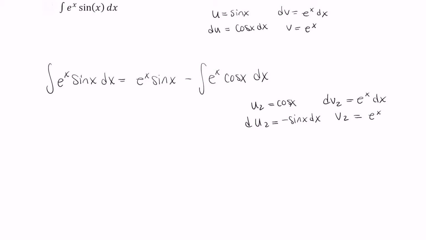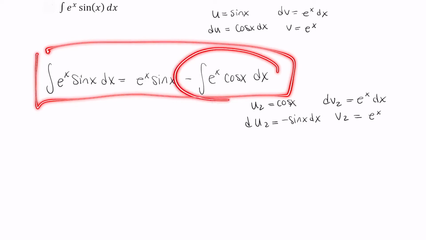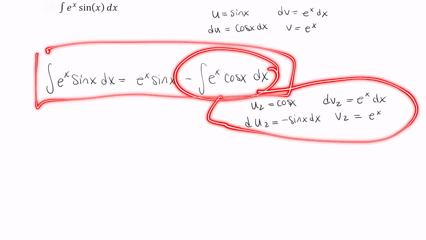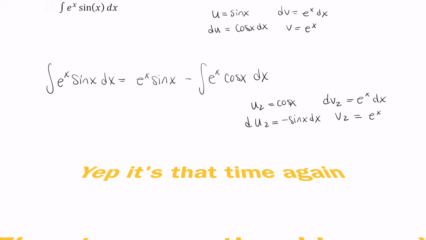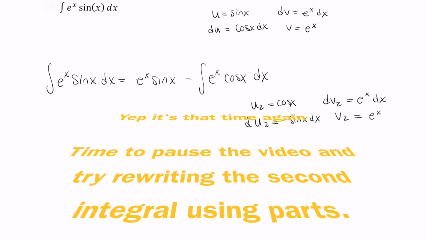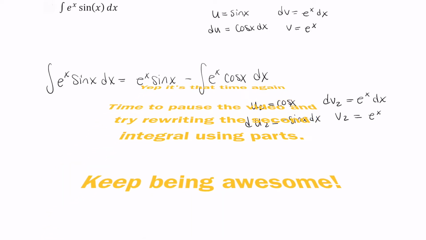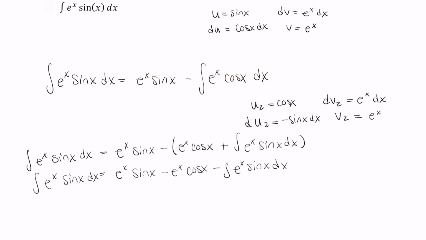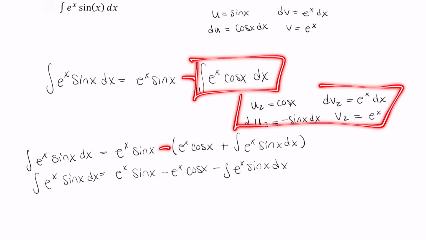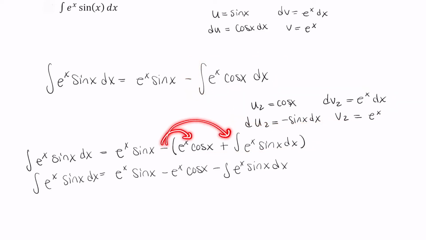Now pause your video again and rewrite this entire line by applying parts to this circled integral at the end. Okay, so you should have written this down. That is e to the x times sine x. That was unchanged. Since we applied parts to this integral here, and there was a negative in front, I wrote a negative in front of this application of integration by parts.